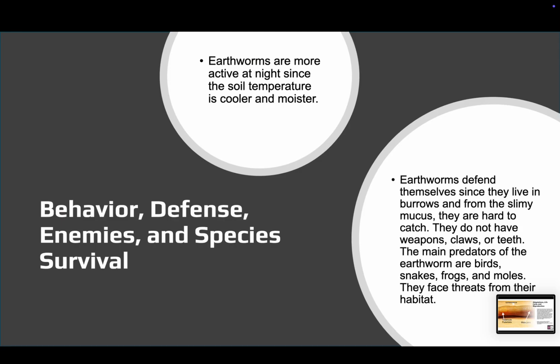Behaviors, defense, enemies, and species and survival. Earthworms are more active at night since the soil temperature is cooler and moister. Earthworms defend themselves since they live in burrows and from the slimy mucus. They are hard to catch. They do not have weapons, claws, or teeth. Predators of the earthworm are birds, snakes, frogs, and moles.